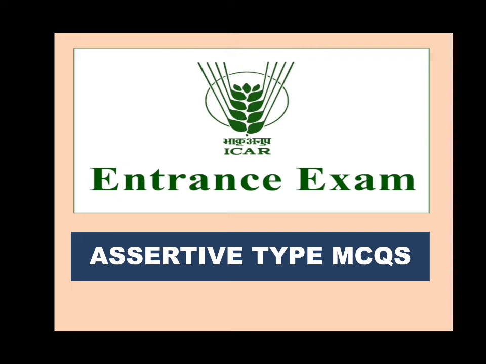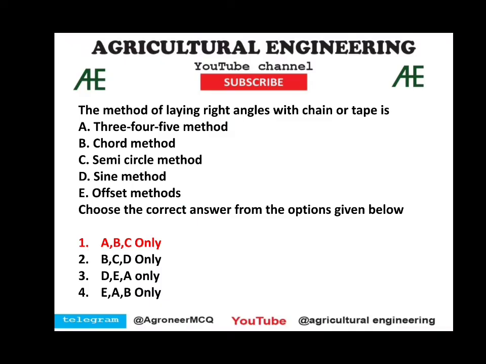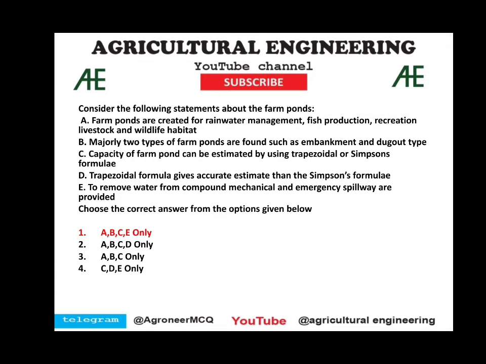Now let's go for assertive type MCQs. The method of laying right angles with chain or tape is, the options are 3, 4, 5 method, chord method, semicircle method, sine method, offset method. The correct answer is 3, 4, 5 method, chord method and semicircle method.